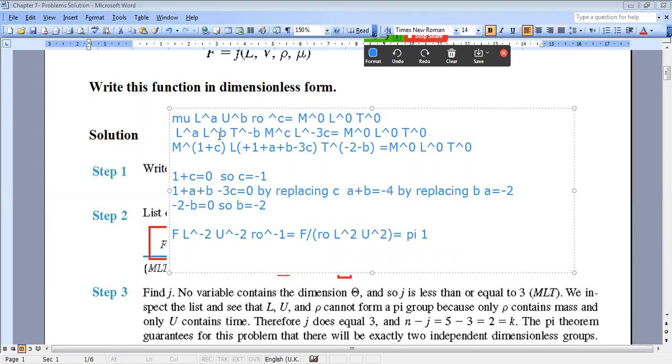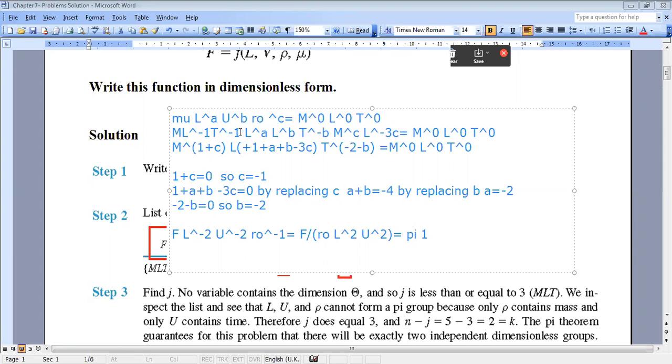Just now I have to change the dimension. Instead of F, I take the dimension of mu, which is M L minus 1 T minus 1. And the remaining terms will remain as they are. So here we did the same thing as before, right? Before, we were checking that they are independent, meaning they cannot form a group, because I want to try to find 3 variables.